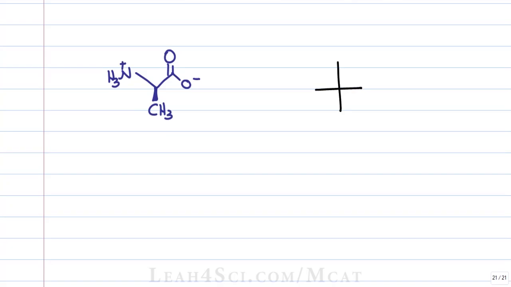Let's set up our alanine as a random Fischer projection, and then on the Fischer determine if it's R or S. We know the R group has to be on the bottom, so we'll put the CH3 here. The carboxylate must be on top, and I'm randomly going to guess that the NH3 is on the left and the hydrogen is on the right. Let's see if we did this correctly by prioritizing. Nitrogen is 1, carbonyl 2, methyl 3, hydrogen 4.